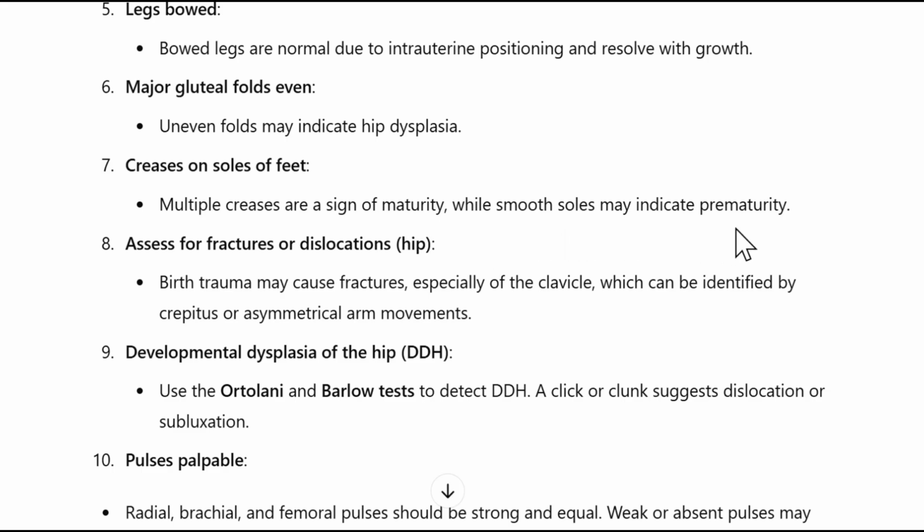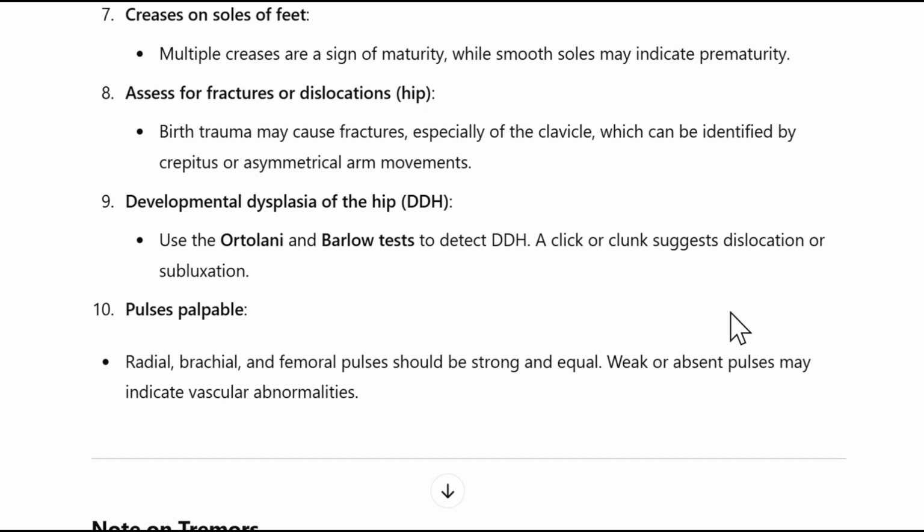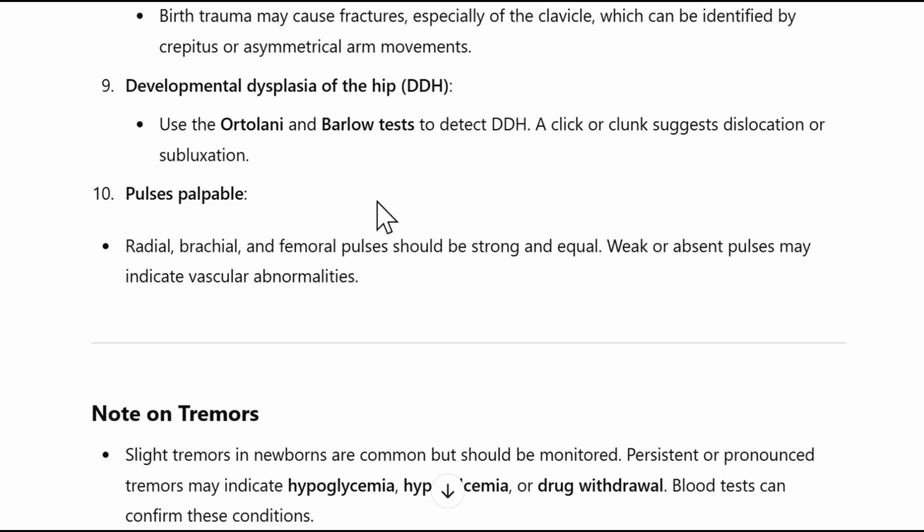8. Assess for fractures or dislocations. Birth trauma may cause fractures, especially of the clavicle, which can be identified by crepitus or asymmetrical arm movements. 9. Developmental dysplasia of the hip. Use the Ortolani and Barlow tests to detect DDH. A click or clunk suggests dislocation or subluxation.